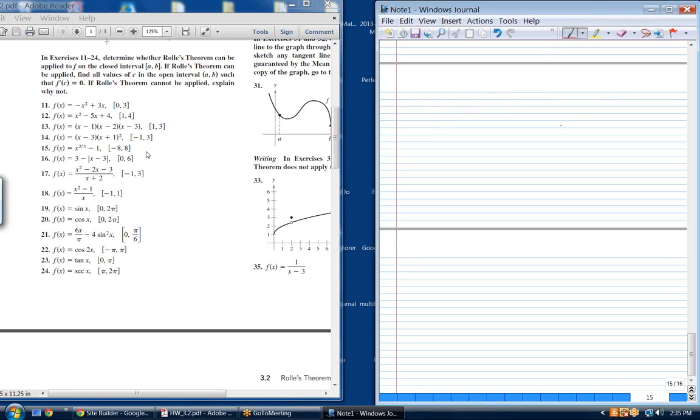Let's examine some that look different. Let's see, 14 is not much different than 13. Yeah, no. You're going to expand it out, produce a cubic polynomial, take the derivative of it, and solve it. 15 looks a little different.